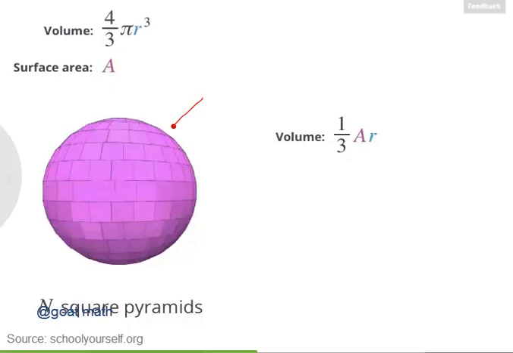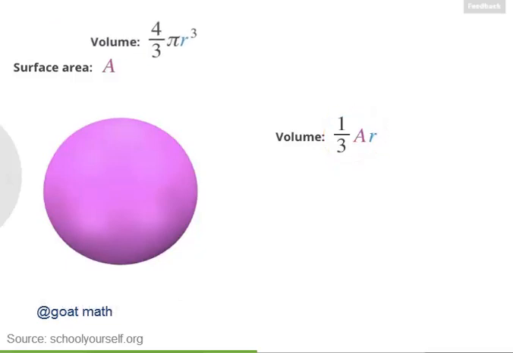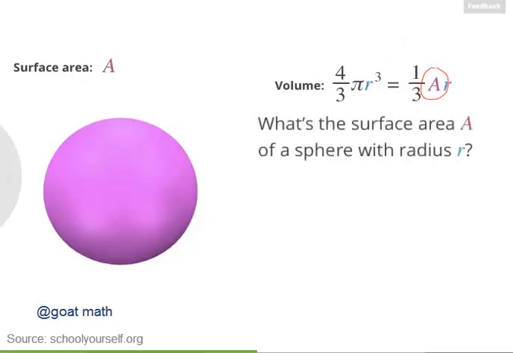As we said earlier, if we increase the number of squares in our approximation, it eventually becomes indistinguishable from a sphere. That means the volume and surface area of our approximation should equal the volume and surface area of the sphere. Again, the volume of our approximation is 1/3 times A times r, and earlier you said the volume of the sphere is 4/3 pi r cubed. So when the squares on the surface get really small, these two expressions for the sphere's volume are equal. Now try solving this equation for A to see if you can find an expression for the sphere's surface area in terms of its radius r.